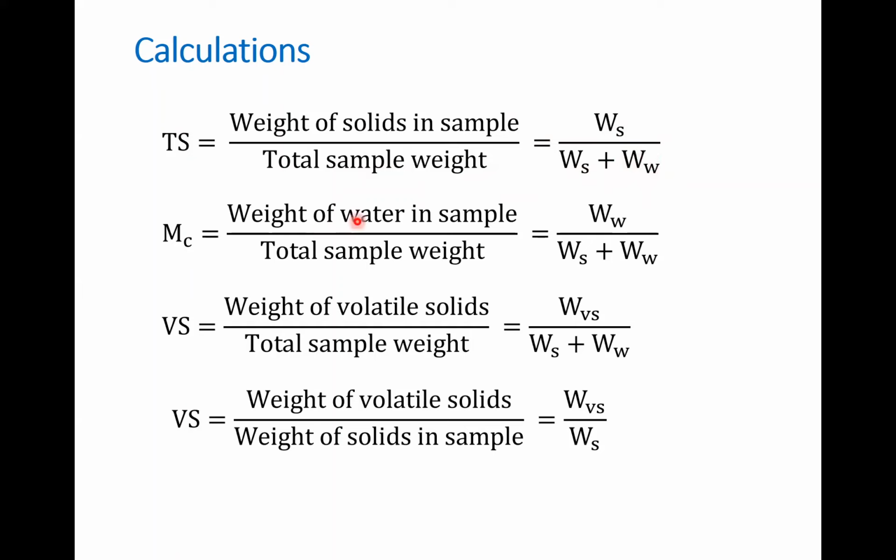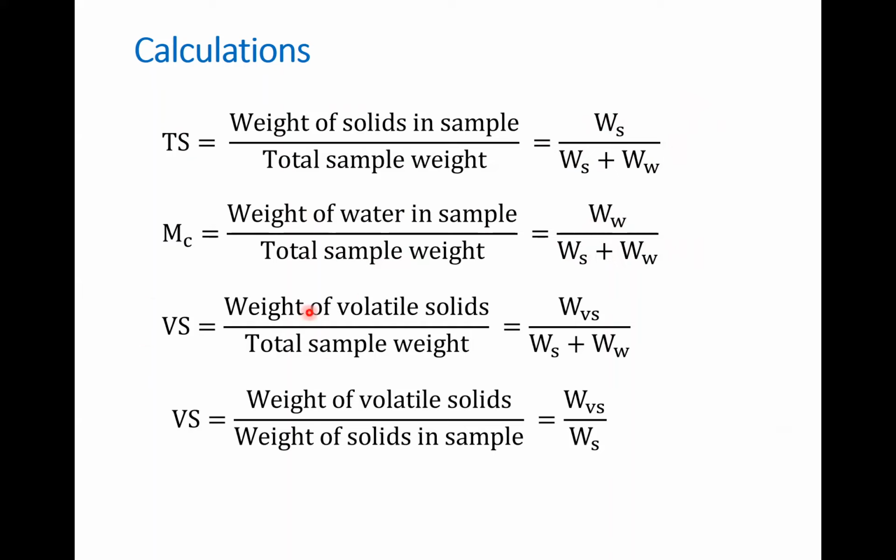The moisture content is similar to this one, but instead of the total weight of the solids, we have the total weight of the water in the sample itself. So basically, the weight of water in the sample divided by the total sample weight. Either equation gives you the fraction of the solids or the fraction of the moisture in the material. If you multiply by 100, you can get it as a percentage.